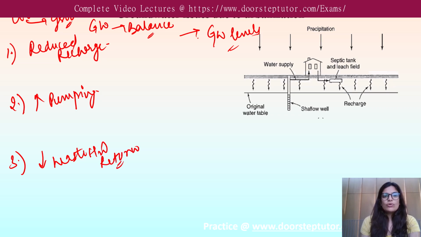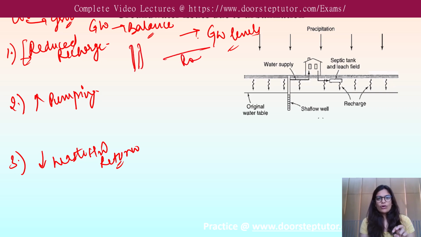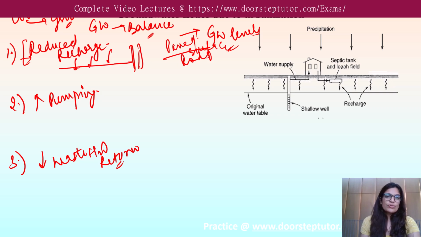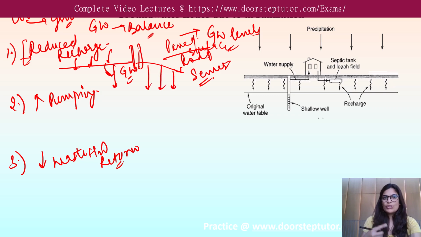Okay, so what do you mean by reduced recharge over here? When cities are built and roads or parking lots are made, basically I'm talking about the paved surfaces, whenever rainwater comes, this paved surface is going to prevent the rainwater from soaking into the ground. Correct? Instead, the sewers are going to collect this rainwater, so that means less water is available to recharge the groundwater. Therefore, with increasing urbanization, there is a reduced recharge.